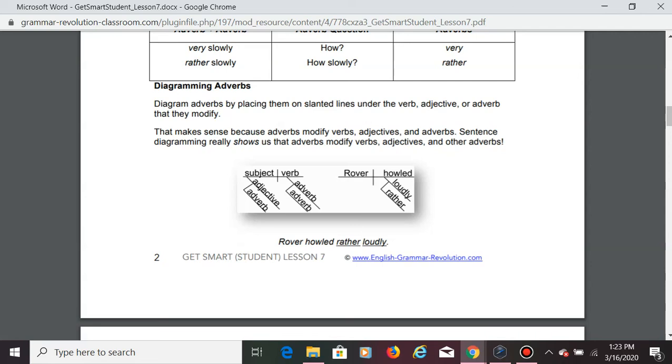They modify adjectives, other adverbs, and verbs. Okay, so they can modify three things: adjectives, other adverbs, and verbs. Remember that adjectives modify nouns and pronouns. Adjectives can only modify nouns and pronouns. Adverbs can modify adjectives, verbs, and other adverbs.